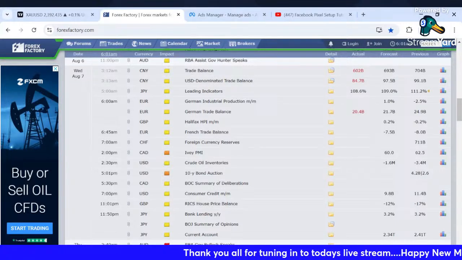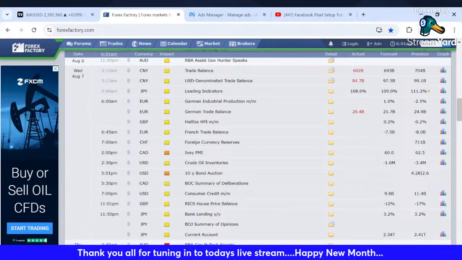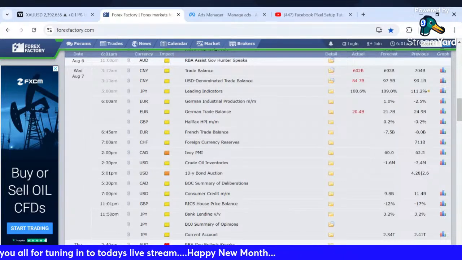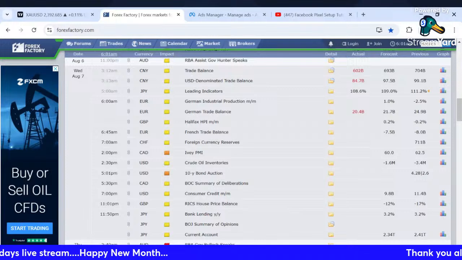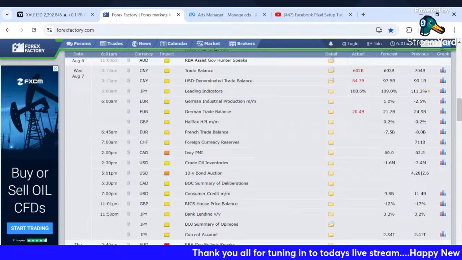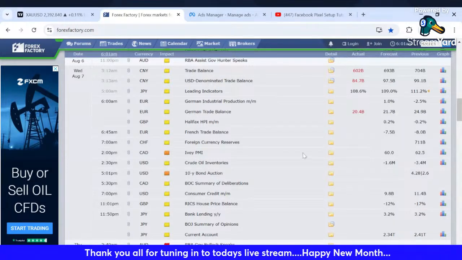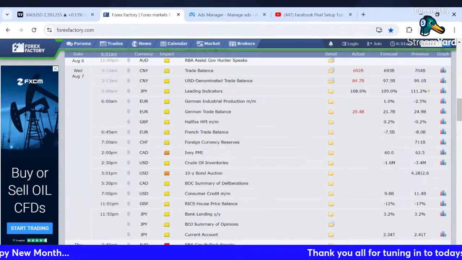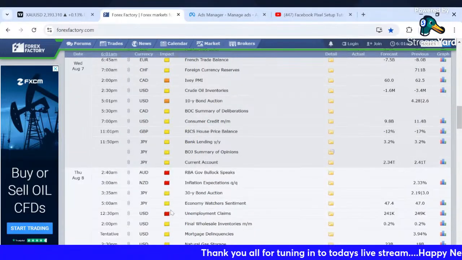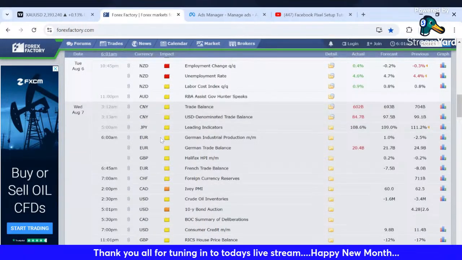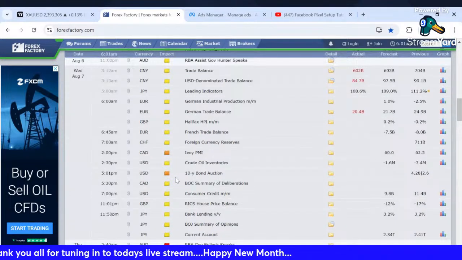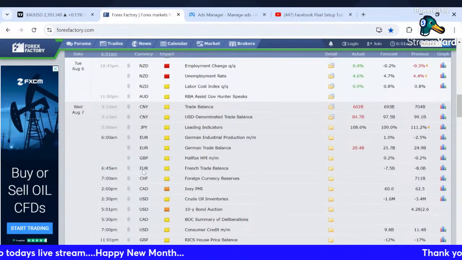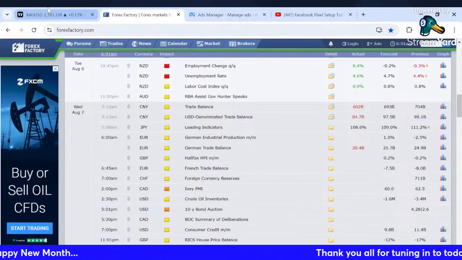So the website I use to check the economic calendar or the economic events for the day is forexfactory.com. You get it, forexfactory.com. So first of all you have to check whether there is going to be a high impact news for the day. So I think today we don't have any high impact news for the London session. So I think today is a clean day.